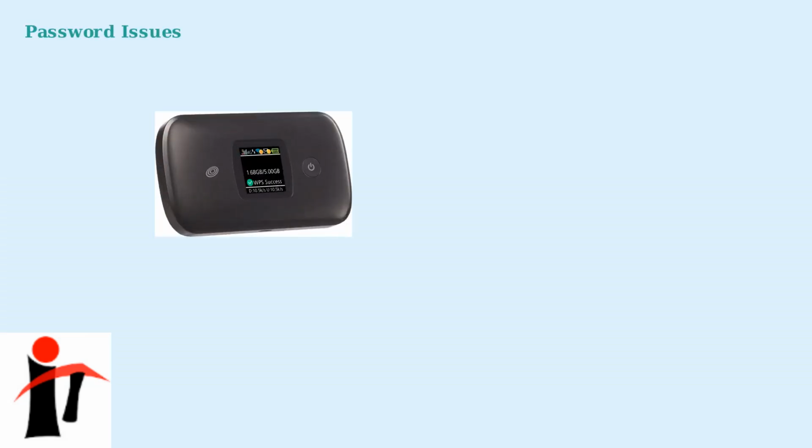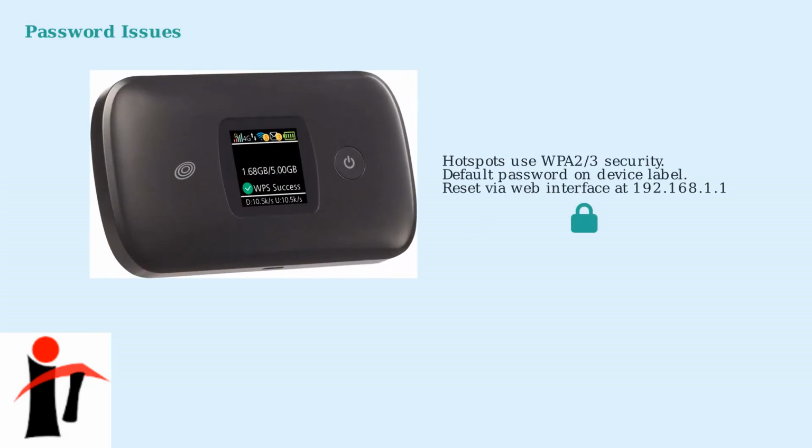If your plan and APN settings are correct, check password issues. Simple Mobile hotspots use WPA2/3 security for protection against unauthorized access. The default password is printed on the device label. If forgotten, access the hotspot's web interface at 192.168.1.1 to reset it without losing data.